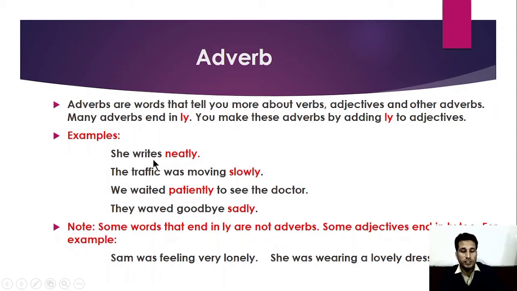For example, she writes neatly. Okay, so here neatly is the adverb because it modifies writes, the action. How does she write? Neatly. The traffic was moving slowly. How was the traffic moving? Slowly. So slowly modifies the action of moving.